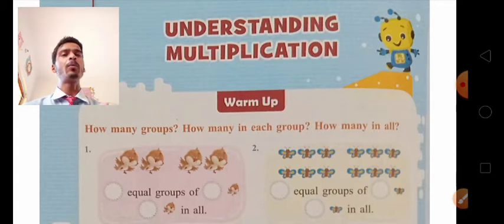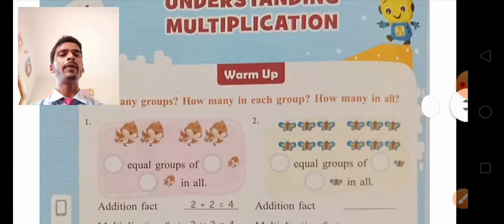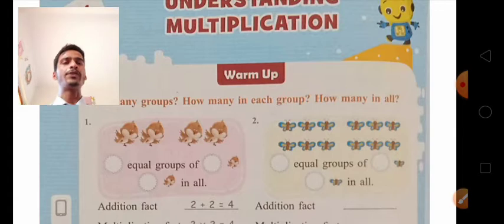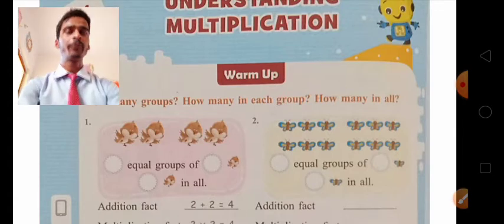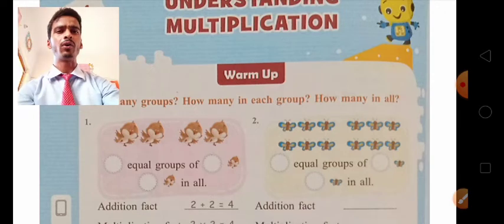There are four birds in all, because there are two birds in the first group and two birds in the second group. So you have four birds in all, because we can add them: two plus two will be four. That is our addition fact.